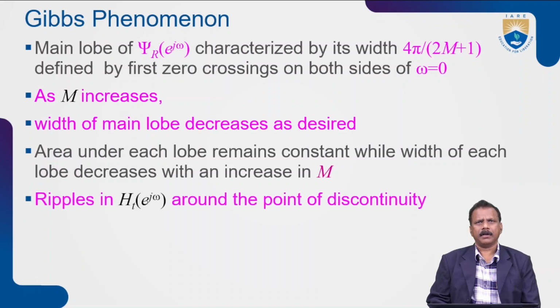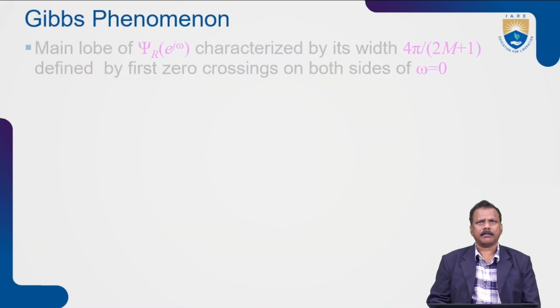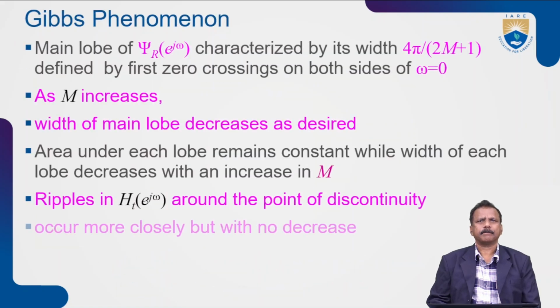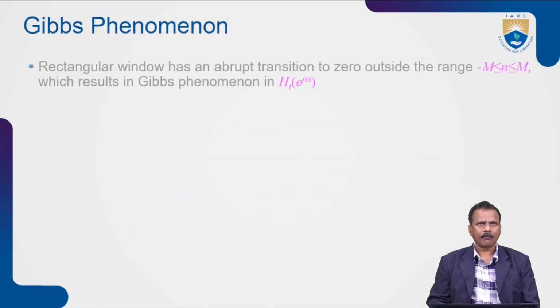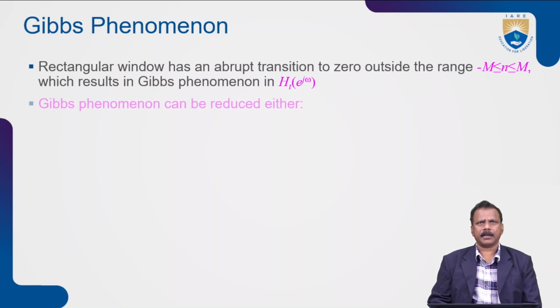Okay, so there is ripple in Sr(e^jω) around the point of discontinuity. This is a major observation when you are using the rectangular window. The rectangular window has an abrupt transition to 0 outside the range −M ≤ n ≤ M, which results in the Gibbs phenomenon in Sr(e^jω).